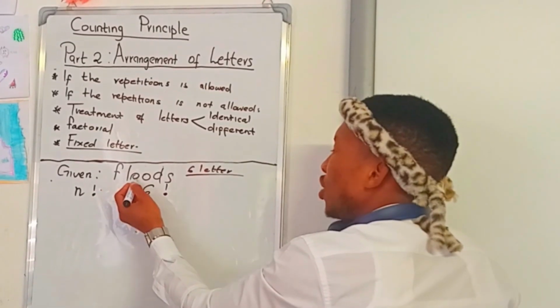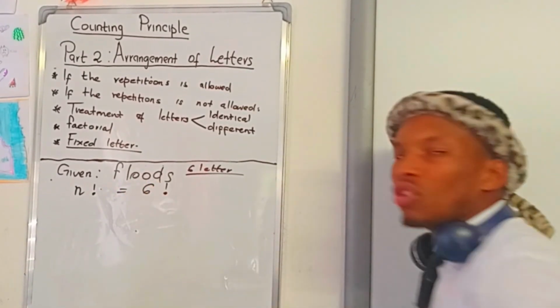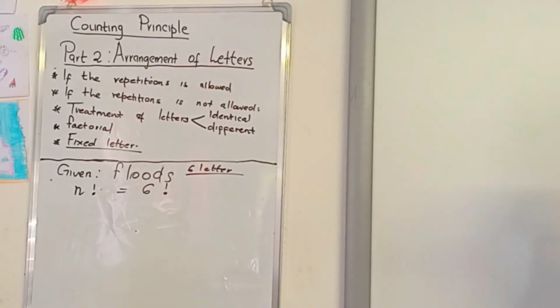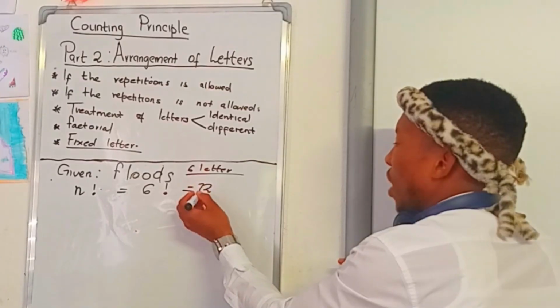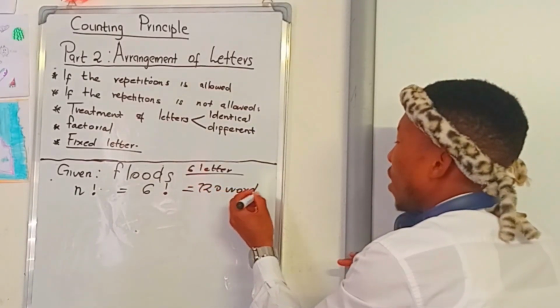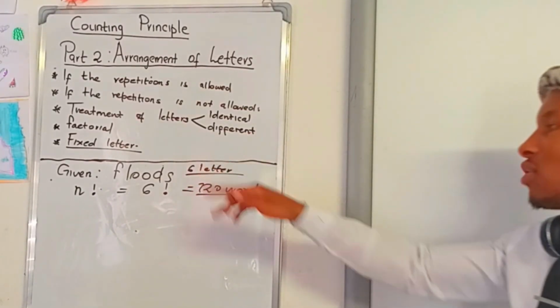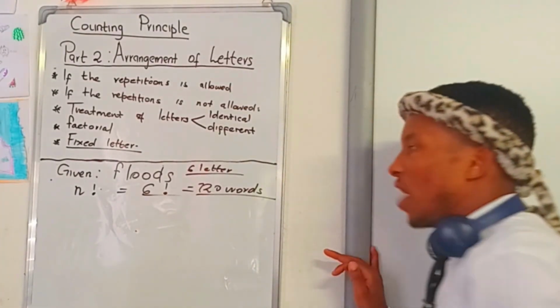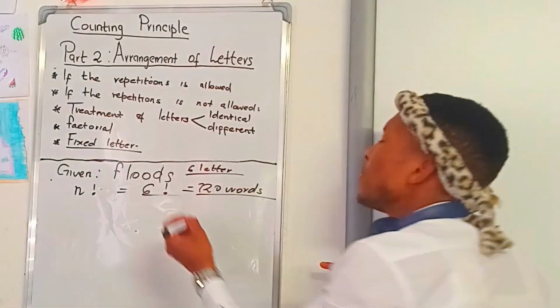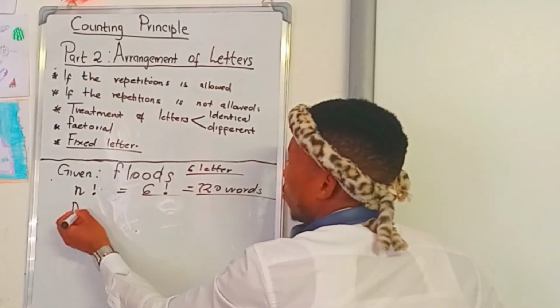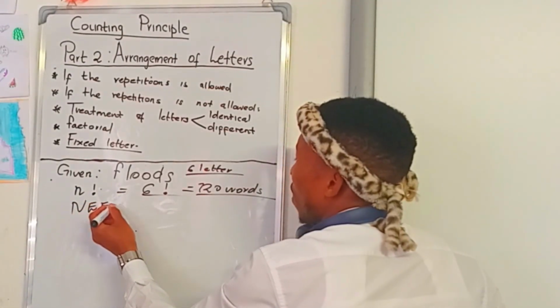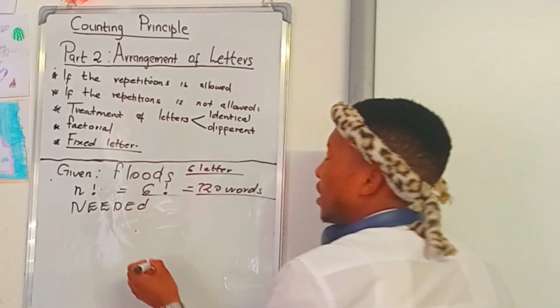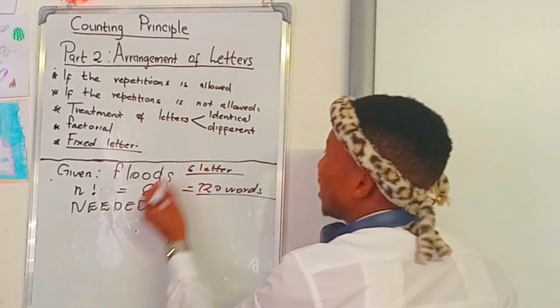How many letters? 1, 2, 3, 4, 5... 6 factorial is equal to 720 ways that are going to be formed if the letters are treated as different. That means you have to talk about a factorial. All right. Then if the word we have is treated as different.